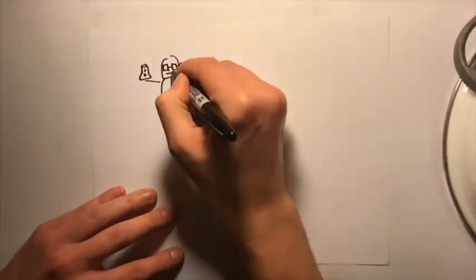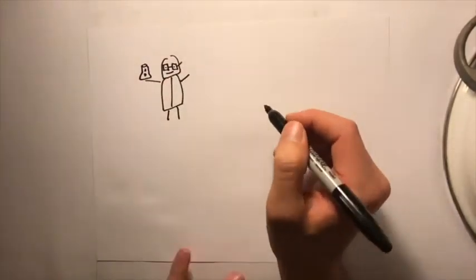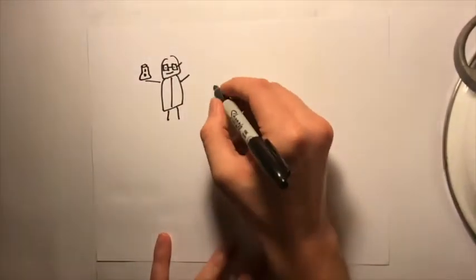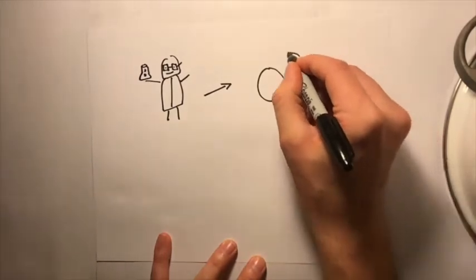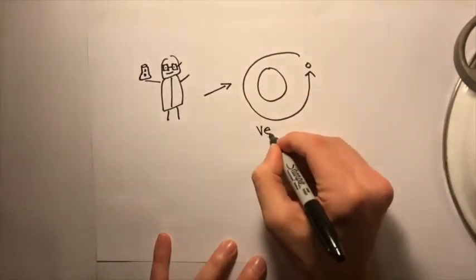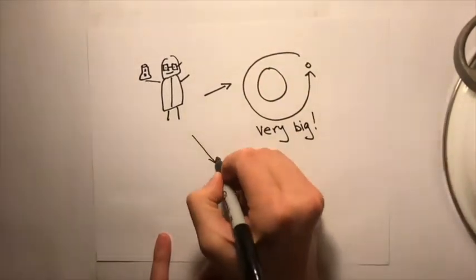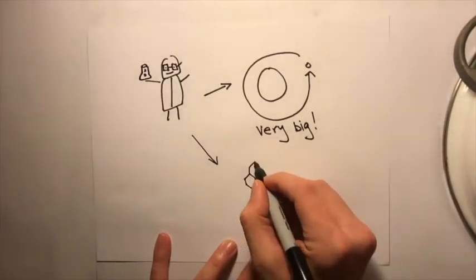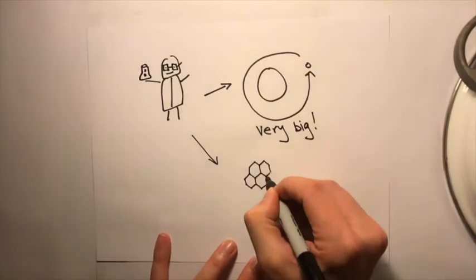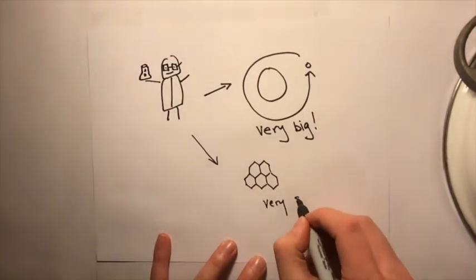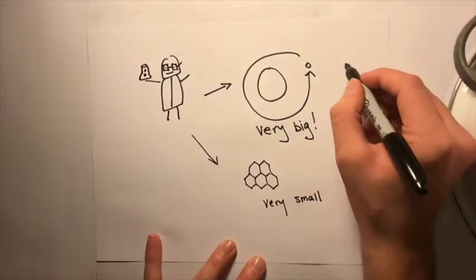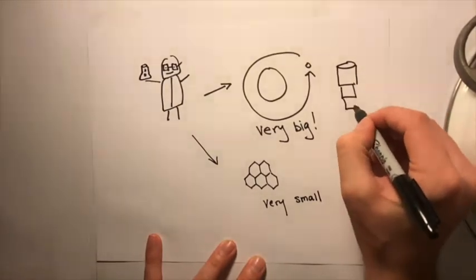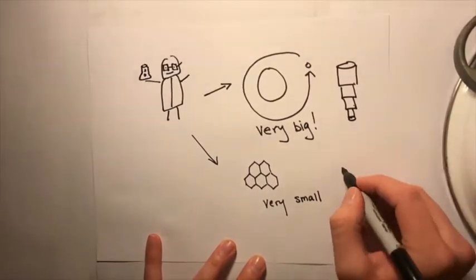As you might imagine, I'm a scientist. This means that I like to observe the world to see what I can learn about the world around us. Some scientists look at things that are very, very big, like a planet with a moon rotating around it. Others, like myself, like to look at things that are very small, perhaps like a honeycomb in a beehive. If you want to look at very, very big objects, you might get yourself a telescope. If you're interested in studying small objects, we tend to turn to microscopes.